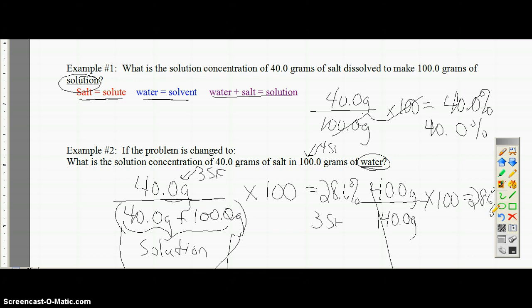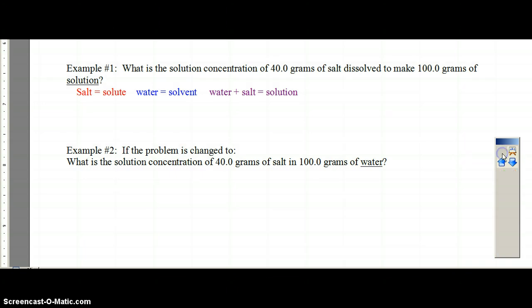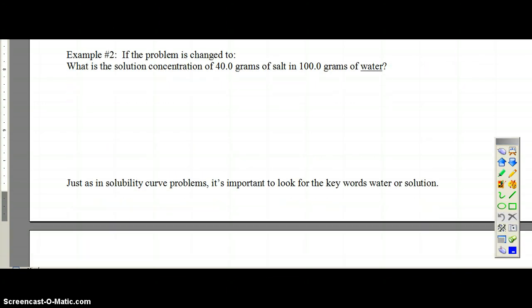So the next thing you're going to see on the worksheet is that in solubility curve problems, it's important to look for those keywords, water or solution. So make sure you're looking for those as you go through the problems. The difference is how you put them in.